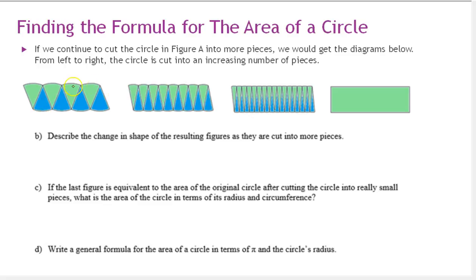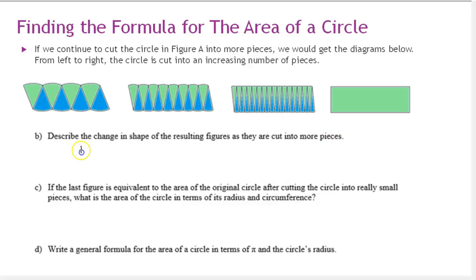Now this wasn't a perfect parallelogram or a perfect rectangle because the bottom and the top were actually arcs. Okay. So we need to imagine you're cutting this pizza into more and more slices. So here it is when I cut all of these in half and rearrange them. Then I cut all of these pieces in half and rearrange them. And if you imagine we continue to cut the circle in figure A into more pieces, we would get the diagrams below. From left to right, the circle is cut into an increasing number of pieces until eventually it just looks like a rectangle.